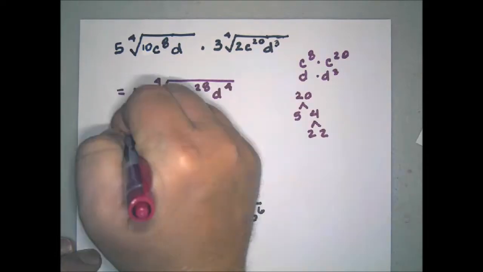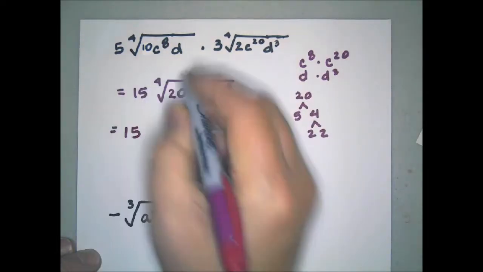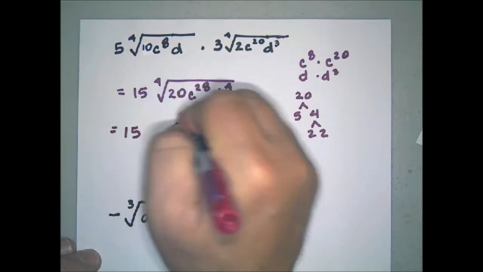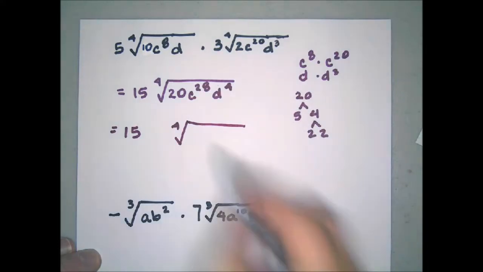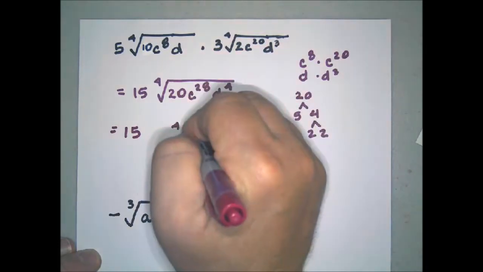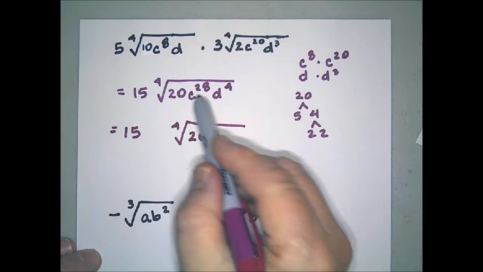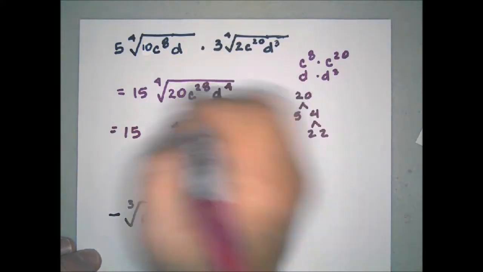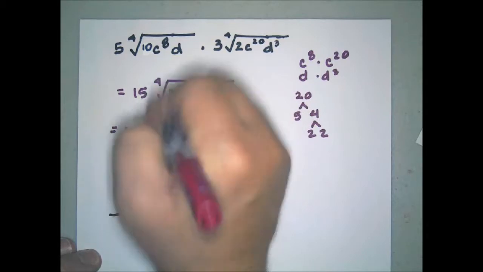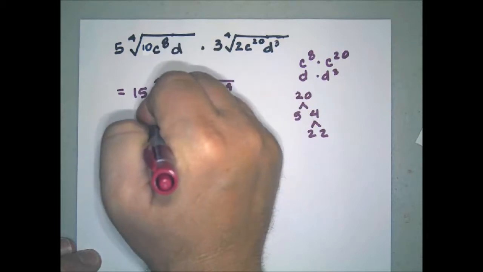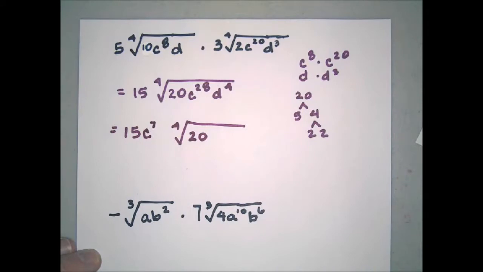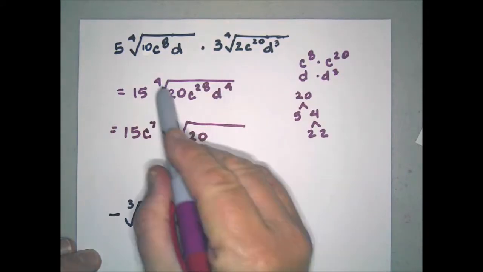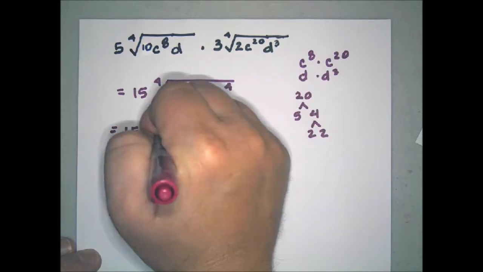So I'd have my 15. So what have I got so far? I've got my 15. I've got my fourth root. I know the 20 stayed inside. It couldn't clean up. C to the 28th becomes c to the 7th. And now d to the 4th becomes, in the fourth root, it would simply be d.